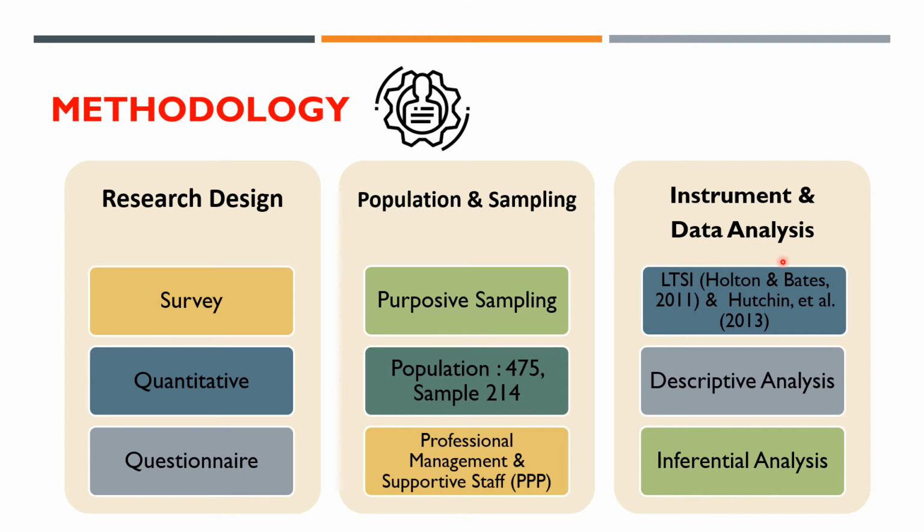And for the instrument and data analysis, the instrument for learning transfer factors was an adaptation from Holton and Bates 2011, and the transfer intention questionnaire was an adaptation from Hutchins et al. 2013. A pilot study was conducted with 30 supporting staff, with alpha confidence values above 0.65. For the data analysis, descriptive analysis was performed to identify objectives 1 and 2, while inferential analysis, such as correlation analysis, was completed first before proceeding to the linear regression analysis using SPSS version 24.